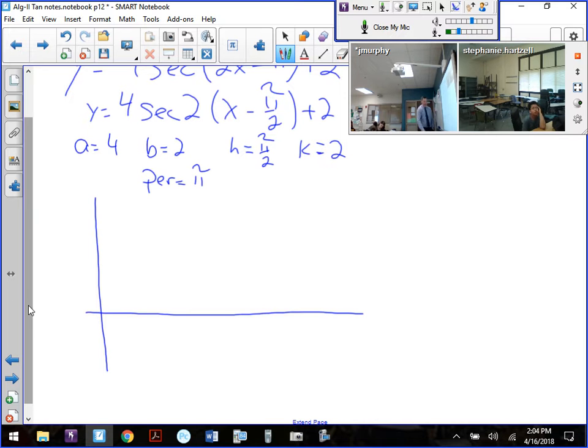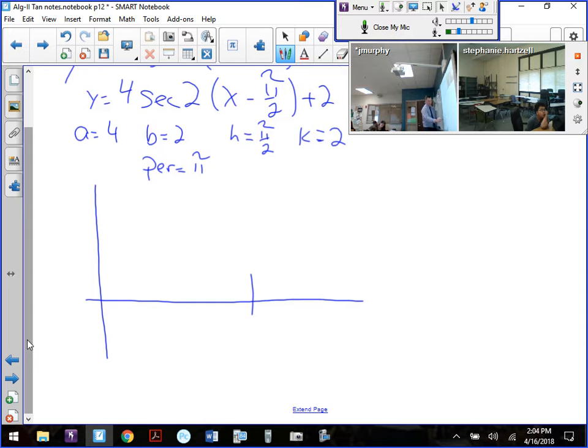If I place pi here, then pi over 2 would be here. Pi over 4, and 3 pi over 4. I'll worry about my shift stuff later. My A value is 4, so I have to go up and down 4. And then I go through the process.